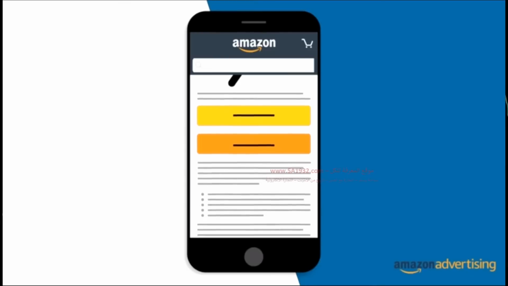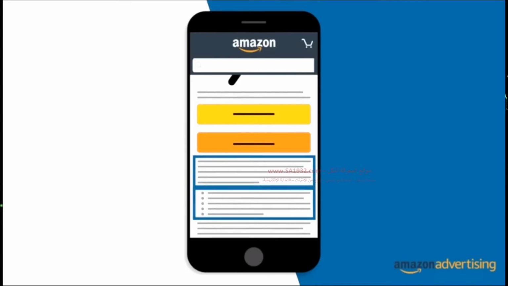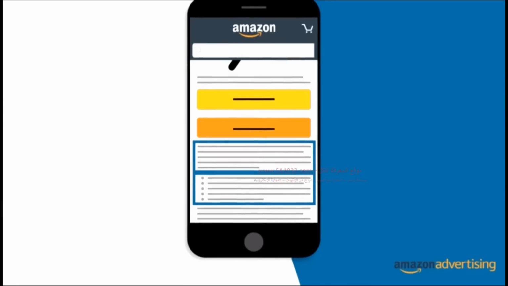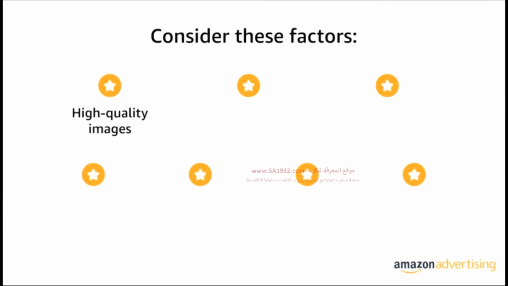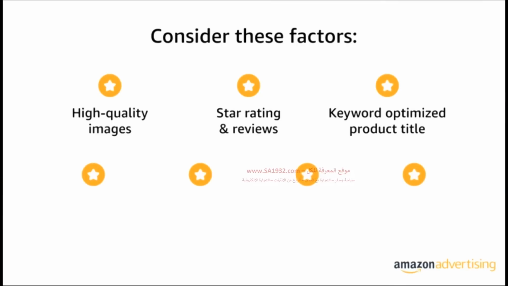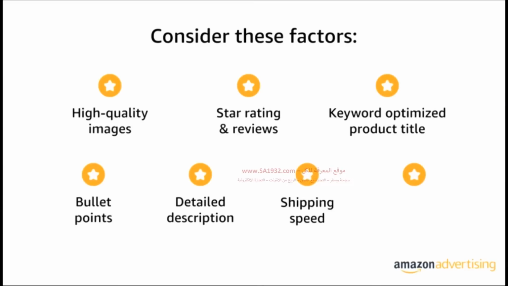Once a shopper clicks on your ad, they are taken to your product detail page. On mobile devices, descriptions show up before bullet points. It is important to optimize your description and make it easy to digest, especially for mobile shoppers. To boost your conversion rate, consider all these factors: high-quality images, star rating and/or reviews, keyword-optimized product title, bullet points, detailed description, shipping speed, and FBA.